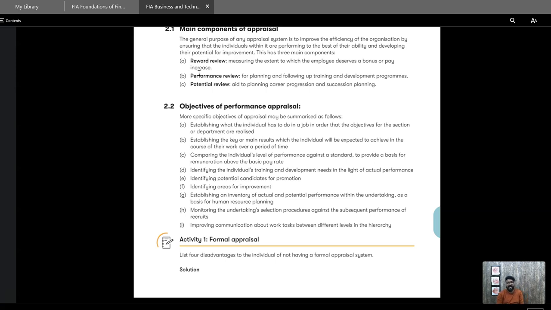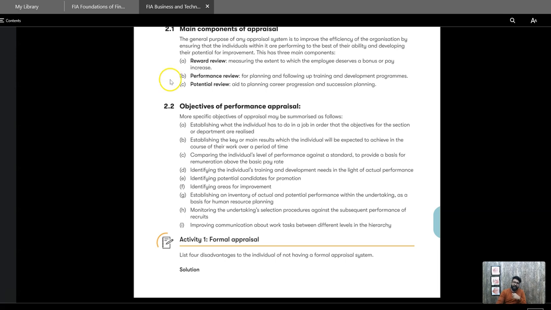Performance review, for planning and follow-up training and development programs. We have to give them a performance review based on planning and follow-up of the development programs. Then potential review, that is an aid to planning career progression and succession planning. So these all are the three different things that are the main components of appraisal. First, reward should be there. Second, we have to review their performance. Then we have to review their potential.